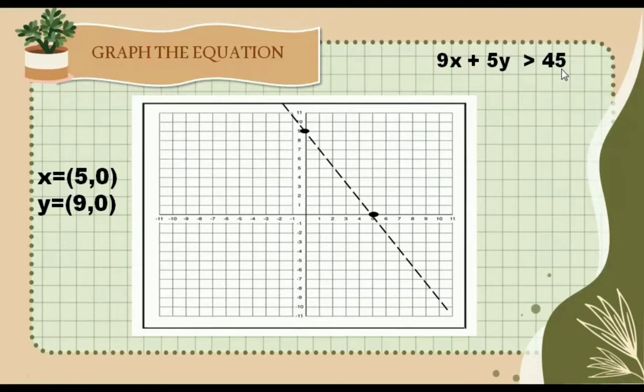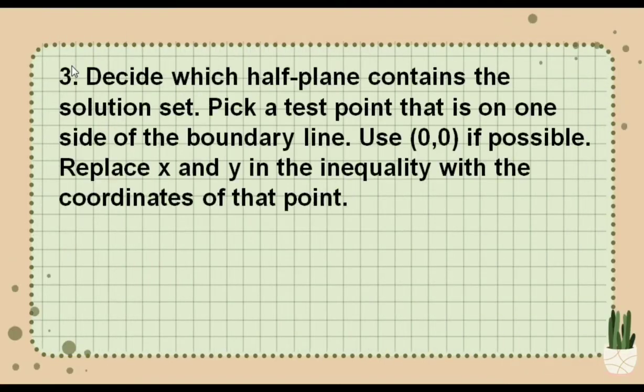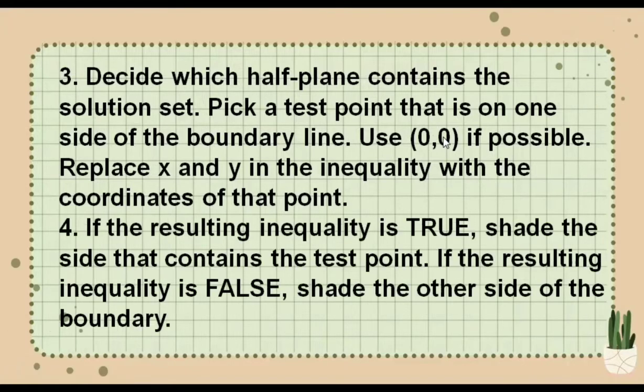So we are going to move on to the third step, which is to decide which half plane contains the solution set. Pick a test point that is not on the boundary line. Use (0, 0) if possible. Replace x and y in the inequality with the coordinates of that point. So in the third step, before we can decide which half plane contains the solution set, we need to pick a test point first, which is (0, 0). If the resulting inequality is true, shade the side that contains the test point. And if the resulting inequality is false, shade the other side of the boundary.